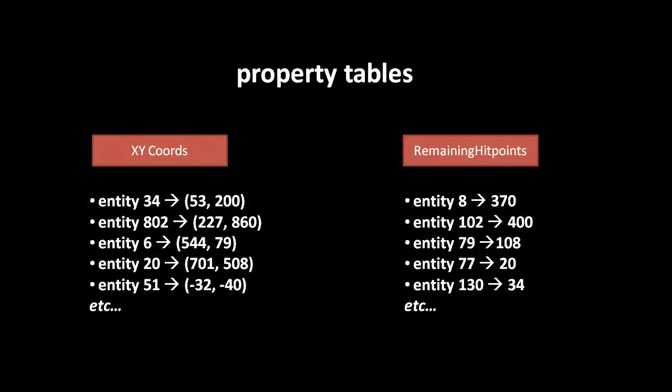Another alternative to big inheritance hierarchies is to store entity properties in tables, almost as if in a database. For example, for every entity with XY coordinates, an entry is made in the XY coords table, mapping each entity by an ID number to its XY value. Likewise, for every entity with hit points, an entry in the remaining hit points table maps an entity ID to a number of hit points.